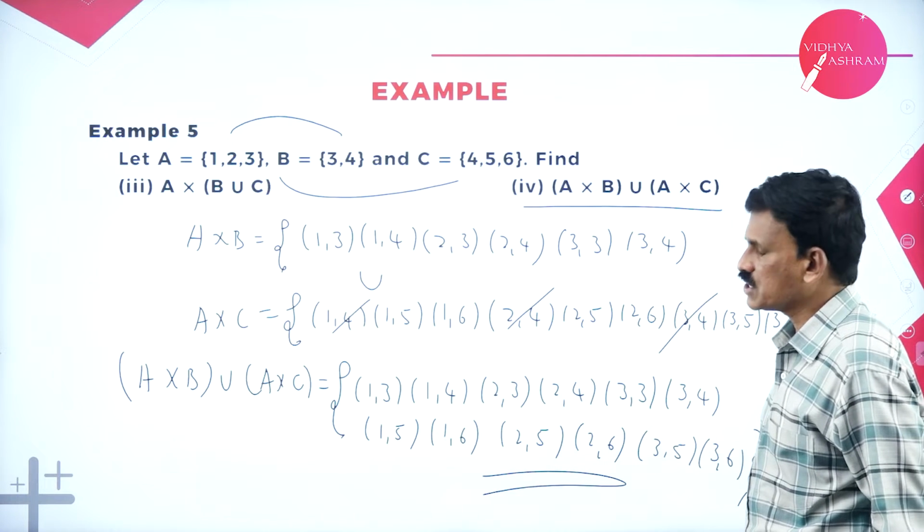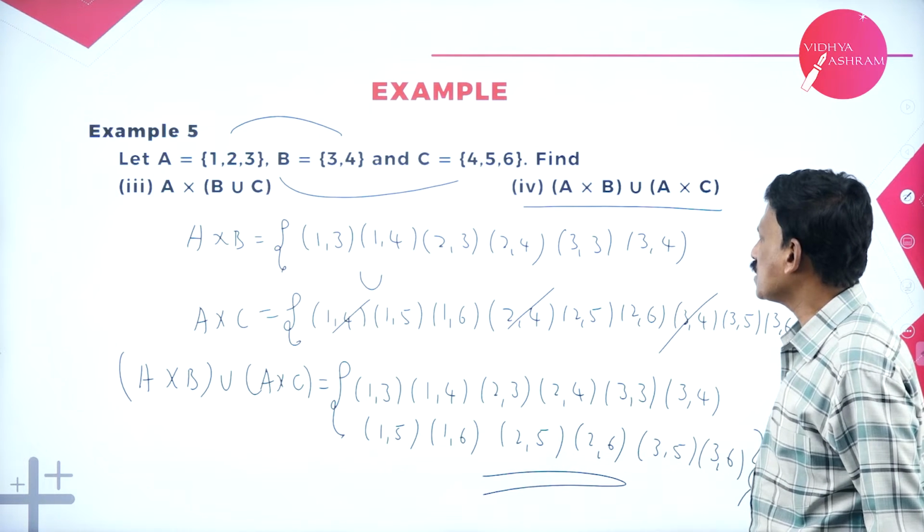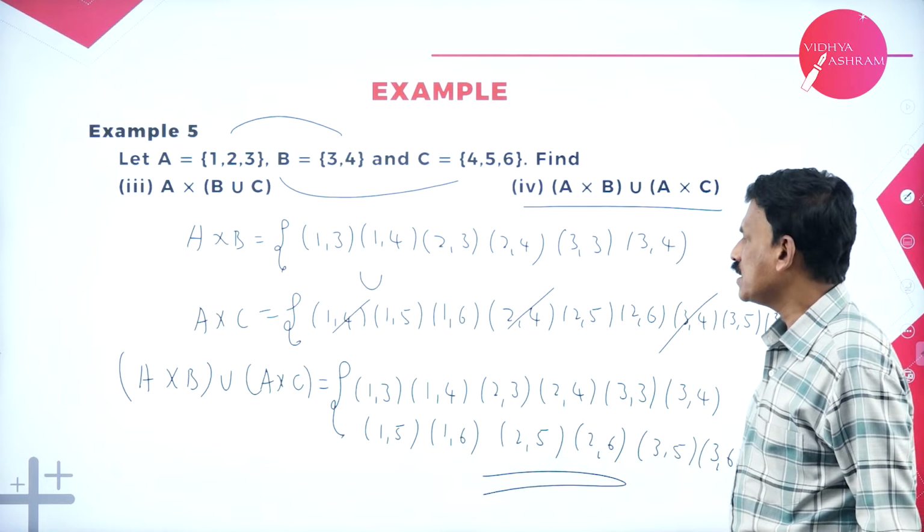Remaining elements are same. That's it. This is regarding A cross B union A cross C.